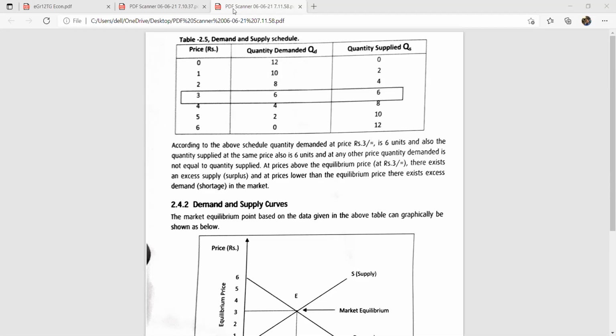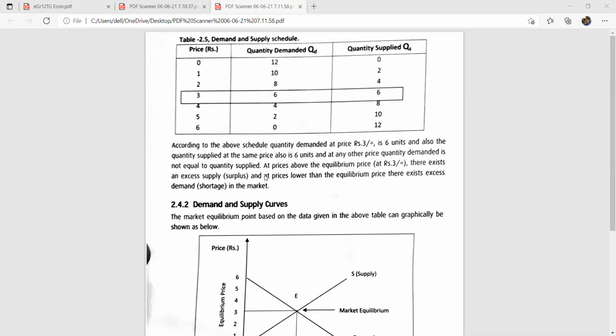Right now, we look at one product, with a number of different prices and quantities given. So quantity demanded, quantity supplied. Whenever demand and supply are equal, we can realize the equilibrium price. It says here, according to the schedule, quantity demanded at 3 rupees is 6 units, quantity supplied at the same price is 6. At any other price, quantity demanded is not equal to quantity supplied.